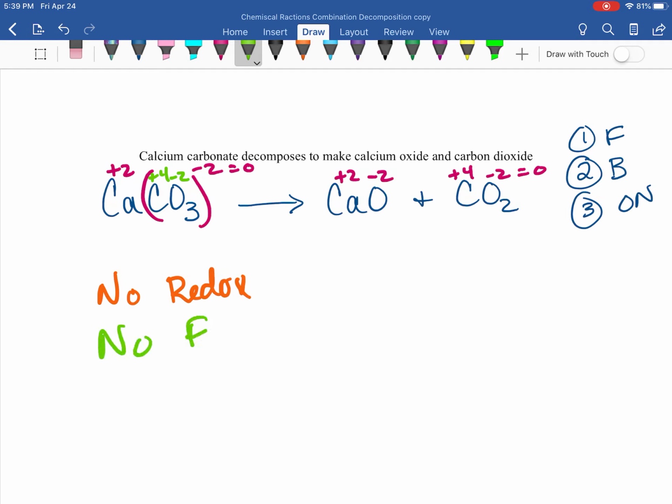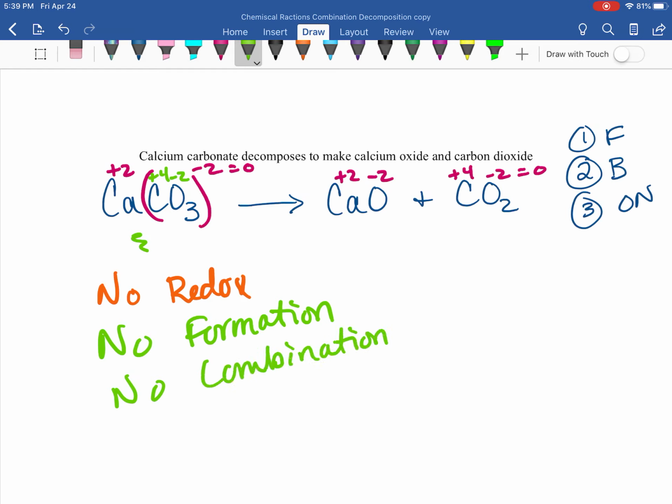All right, let's check this one. Is this a redox? Nope. Look at your oxidation numbers. Not a single one of them has changed. That is not a redox. Is it a formation reaction? Nope.